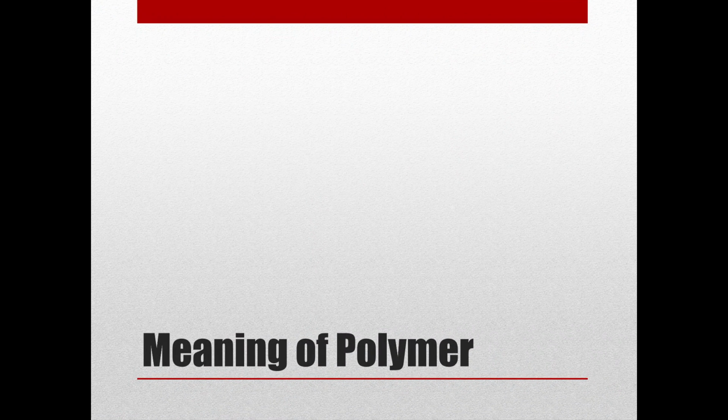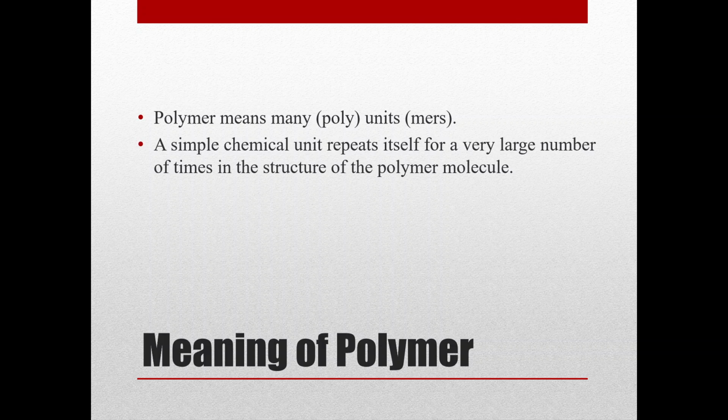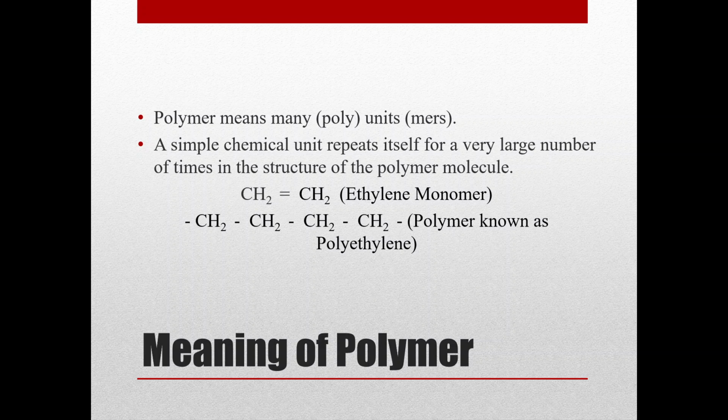So before we go into the classification, let us understand what a polymer really means. Polymer means many units, which is the actual meaning: poly, and units means mers. A simple chemical unit repeats itself a very large number of times in the structure of the polymer molecule. For example, CH2=CH2, which is an ethylene monomer, has a double bond in it, and it opens out to form a polymer known as polyethylene.